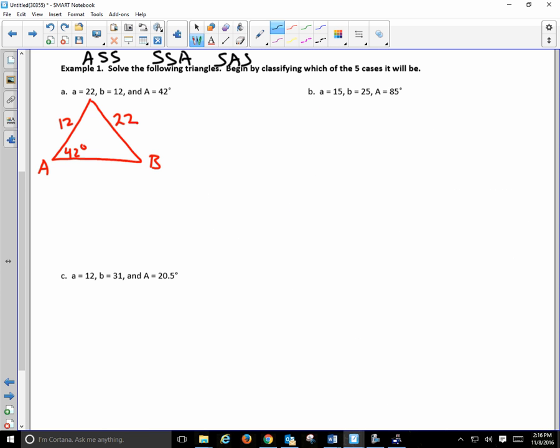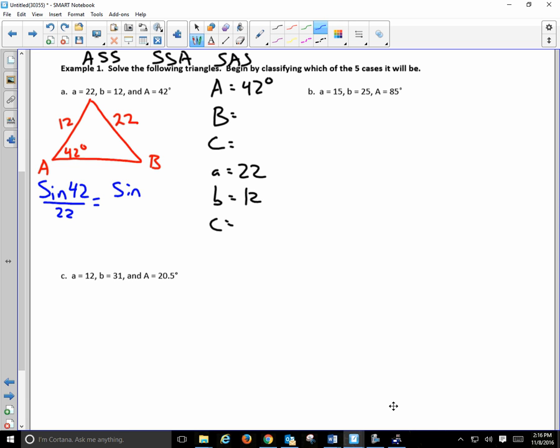I'm going to solve the triangle. I need A, B, C. Little a, little b, little c. I know angle A is 42 degrees. I know side B is 12. I know side A is 22. So I'm going to use the law of sines. Somebody help me set it up. Sine of what? Sine of 42 over 22 is equal to sine of B. We don't know what angle B is. Over 12. Now, what I'm going to do is I'm going to solve for angle B.